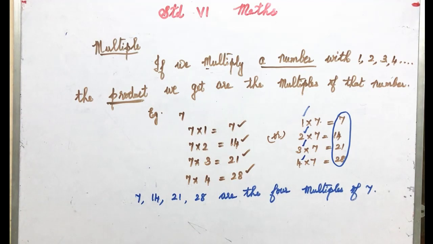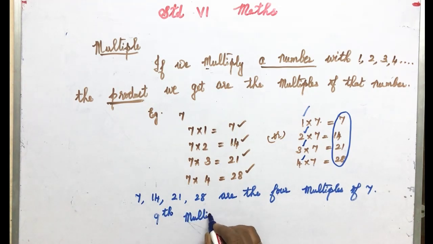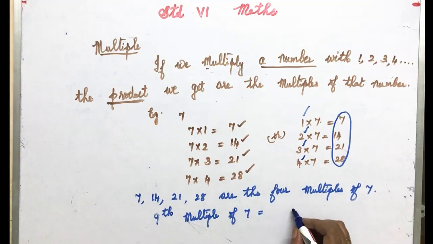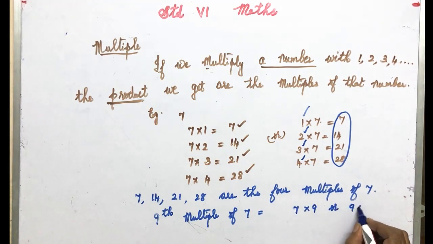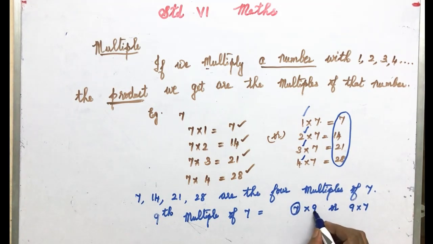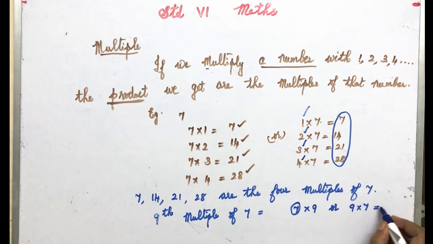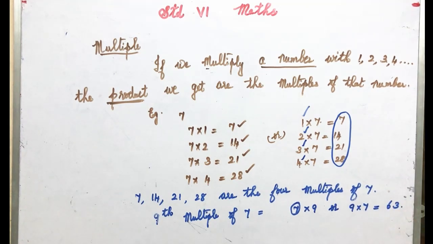Now if we want to find out the ninth multiple of 7, we should multiply 7 with 9. So 7 into 9, or we can multiply 9 into 7. So 7 should be multiplied by 9 to find out the ninth multiple. So answer is 63. So for finding multiples and for finding factors, you should be thorough with multiplication tables. So we should know them by heart. Now next we are going to see prime numbers and composite numbers.